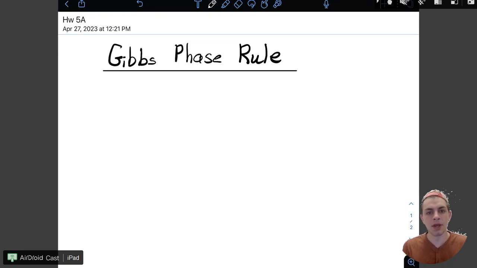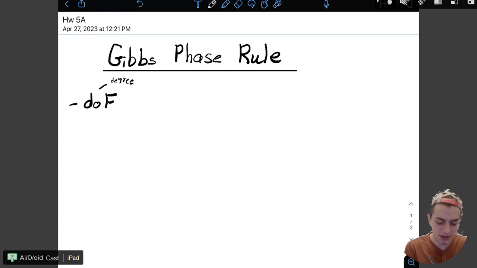What this is going to do is relate the degrees of freedom we have for an equation to the amount of components and phases within an equilibrium-esque system. Now, in order to do this, I think we need to talk about a couple definitions first. First, what is a degree of freedom? This is how I'm going to denote degree of freedom in this video.